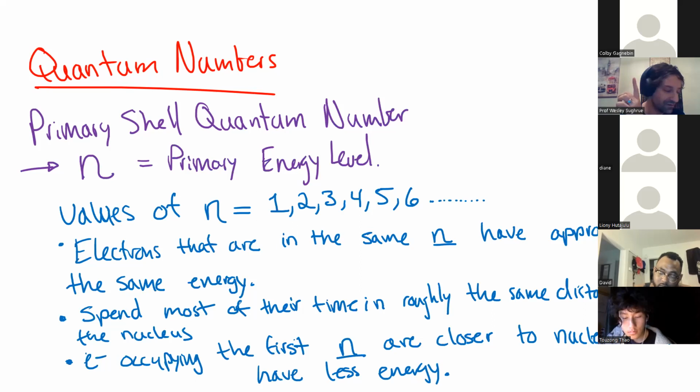Okay, so we've established the values of N. We've said that electrons that are in the same N, the same energy level or the same value of N, have approximately the same energy. So they're about in the same energy level. They spend most of their time in roughly approximately the same distance from the nucleus. And those that are in a lower value of N are closer to the nucleus and have less energy. Okay. Closer to the nucleus, the less the energy.